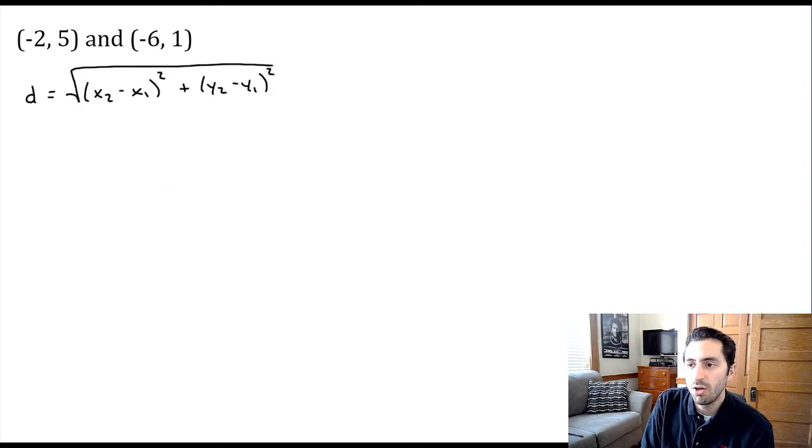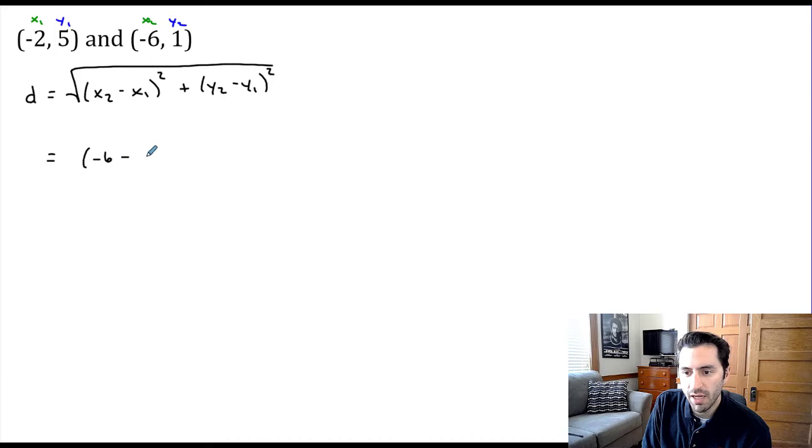Now, one thing that may help organize your information is just labeling our points. So maybe I'll say that this is x1 and then this is x2. So the first value inside the parentheses, those are your x values. And then let's say that this is y1, and then we'll say that this is y2. When I go to plug these values in, I do need to be careful. Because I have subtraction built into the distance formula, I need to watch that. Order does matter here. So x2, we labeled that as -6.